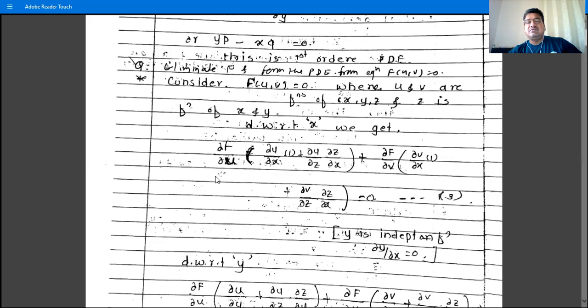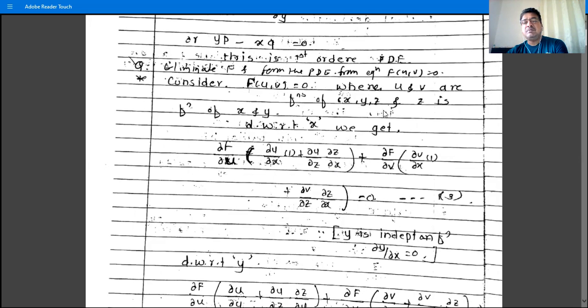By using the chain rule, ∂f/∂x. First, the derivative of f, which is a function of u and v. So its derivative is ∂f/∂u times ∂u/∂x plus ∂f/∂v times ∂v/∂x. And what is ∂f/∂u? What is ∂u/∂x?